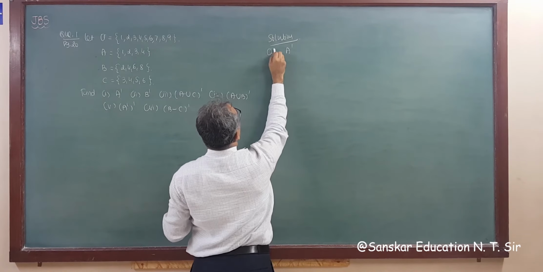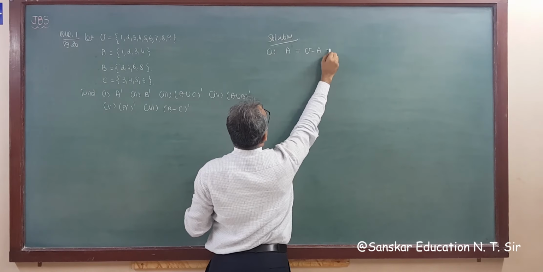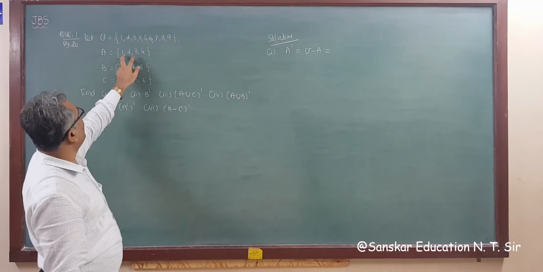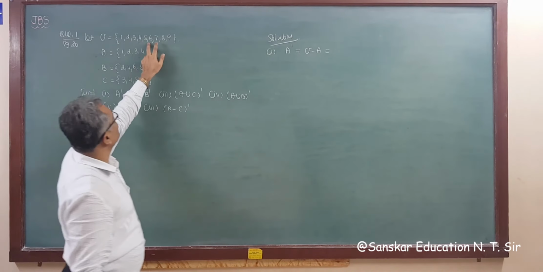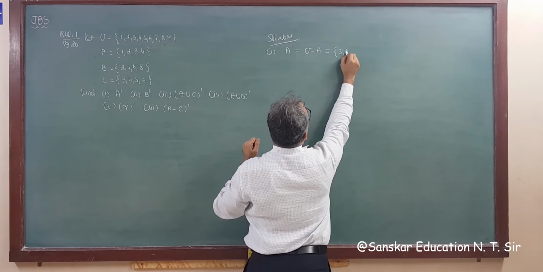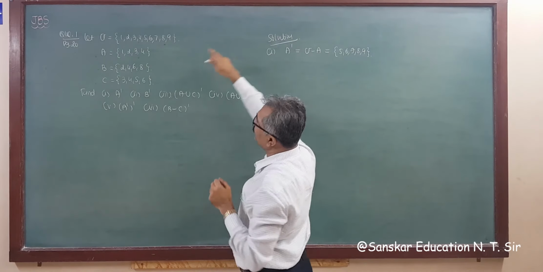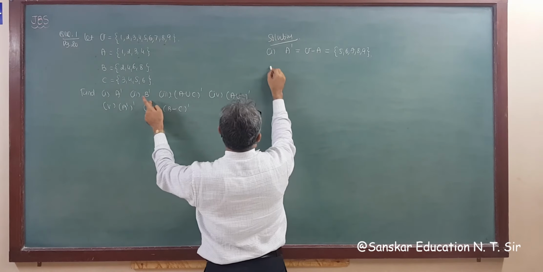A dash is U minus A, that you know, means you have to remove all elements of A from U. So 1, 2, 3, 4 are gone. So what is the answer? 5, 6, 7, 8, 9. So all elements of U other than A is your A dash.